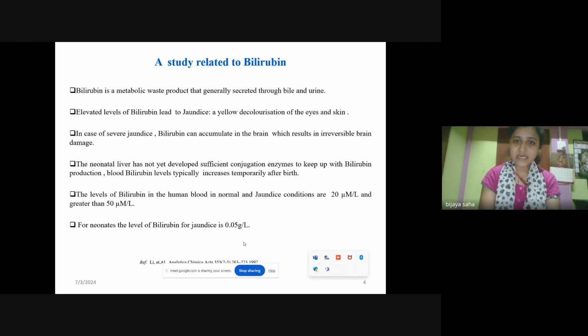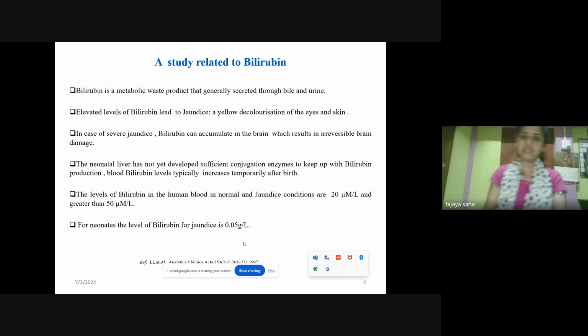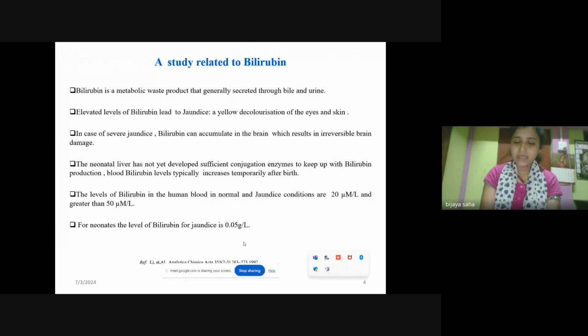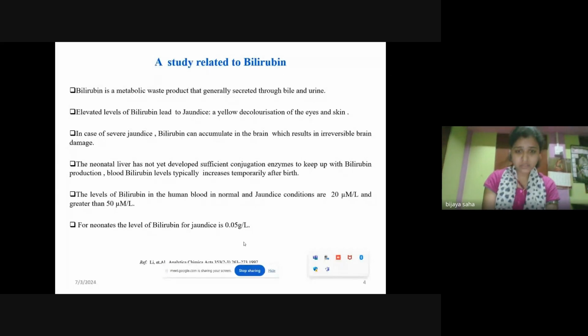Now, at first, a study related to bilirubin. Bilirubin is a metabolic product that is generally secreted through bile and urine. An elevated level of bilirubin leads to jaundice, which is nothing but a yellow discoloration of eyes and skin. In case of severe jaundice, bilirubin can accumulate in the brain, which results in irreversible brain damage. For neonates, that means newborn babies, the liver does not have sufficient enzymes present. In that case, bilirubin typically increases temporarily in their body. So this level of bilirubin is required to be monitored.